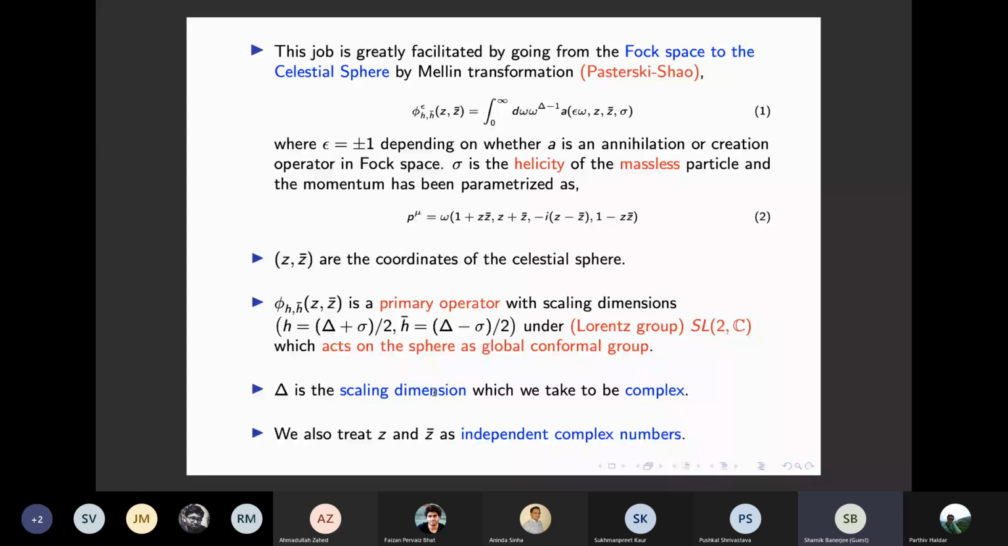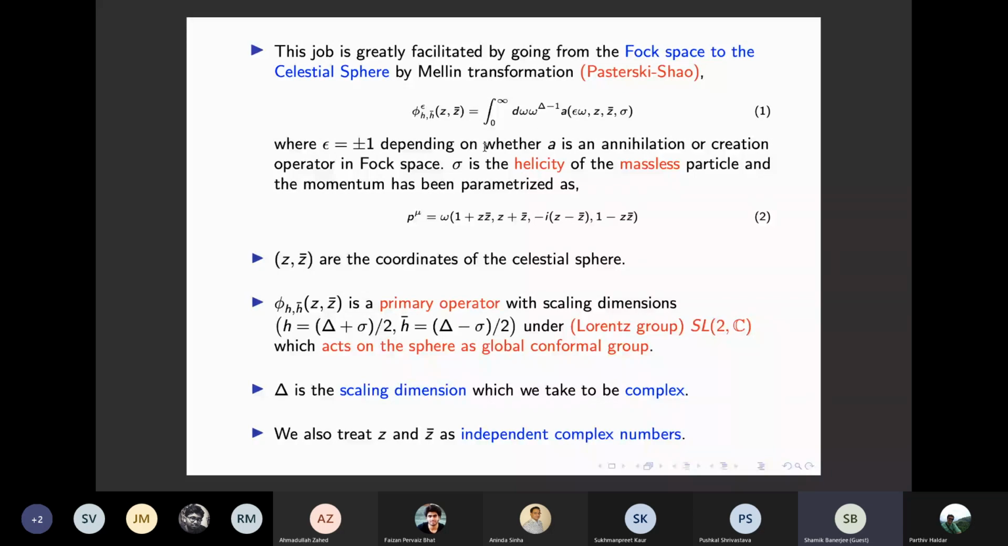So first we start with the fact that what we want to do is made easier if you go from the Fock space to the celestial sphere by a Mellin transformation, and this is essentially this integral transformation where this phi delta sigma is a local field on the celestial sphere, and this can be written in terms of the standard Fock space creation and annihilation operators by this integral transformation.